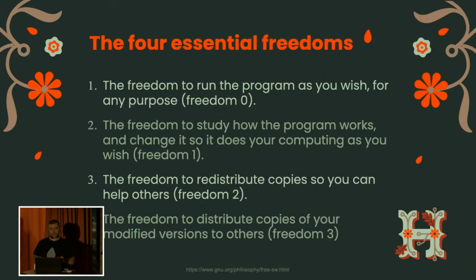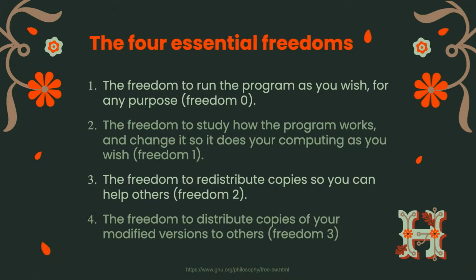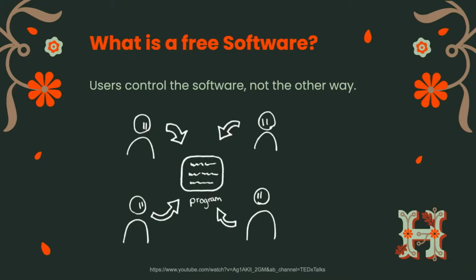When it comes to free software, we are talking about four essential freedoms. What are those? Well, of course, you can run the program as you wish and for any purpose. You can see the source code, you can change the source code, you can distribute the source code, but not only that, you can actually help people to do this as well. This tells us what free software means, but I am going to summarize it with one sentence. Users control the software, not the other way around.